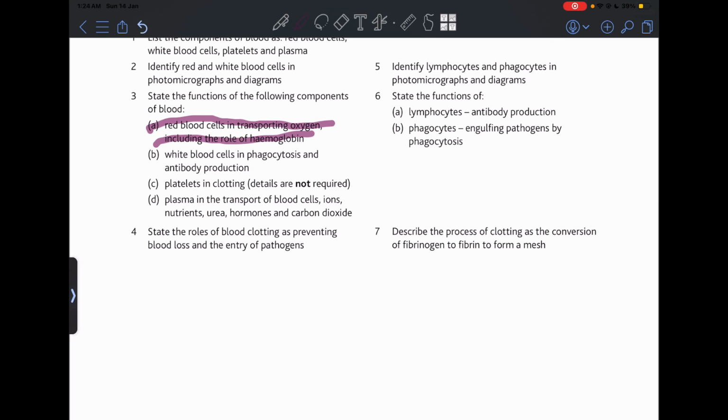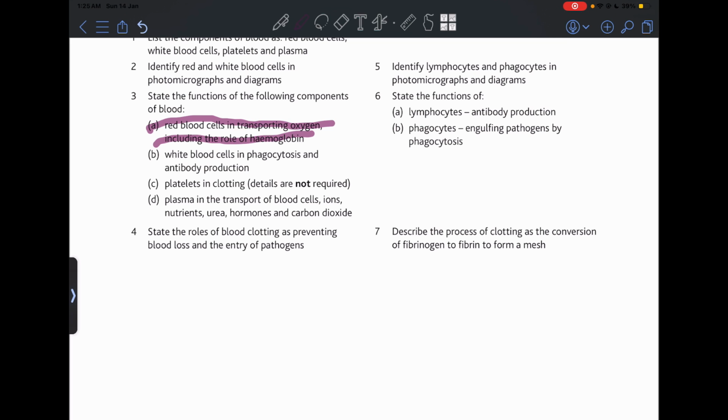Now, you also have to state the functions of lymphocytes. They are for antibody production. Phagocytes are for engulfing pathogens by phagocytosis. So you just have to memorize that, and understand that lymphocytes are for antibody production, and phagocytes are for engulfing pathogens, which means eating the pathogens, trapping them by phagocytosis.